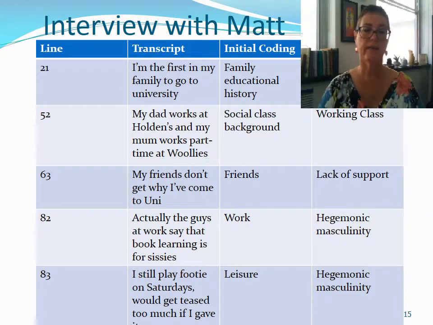So this is another example of where I've got a transcript written, and this is another way of doing it, and all of the lines of the transcript have a number, and then in this example I've got a bit of the transcript there, and then I have an initial coding, and then I have a focus coding. I'll just, for those of you listening, read two examples. So line 21 says, I'm the first in my family to go to university. And so the initial coding there is the family educational history, and then the focus coding comes down to the first generation.